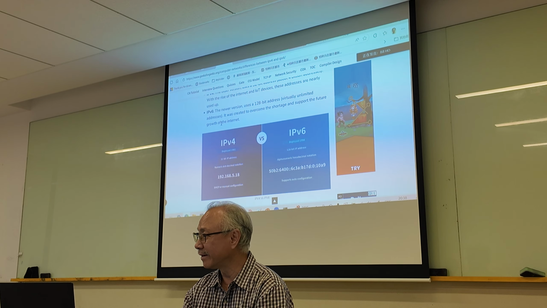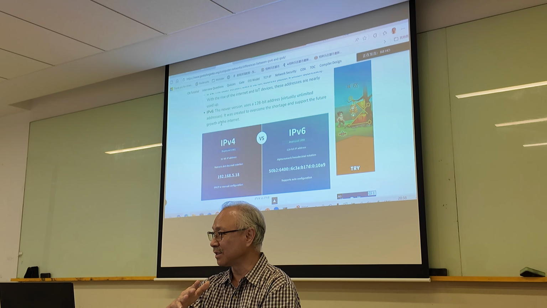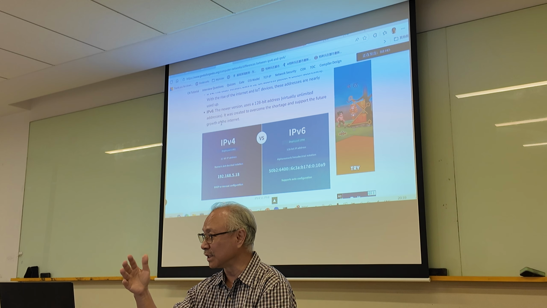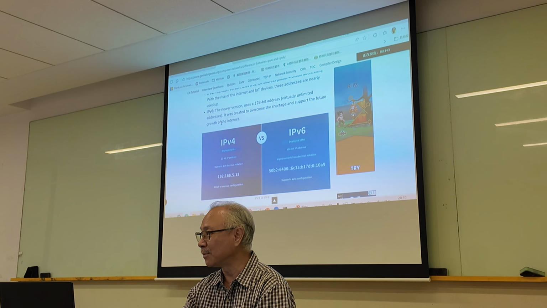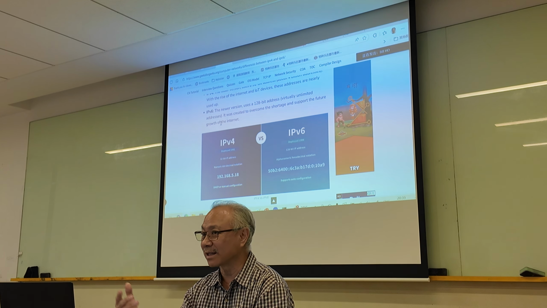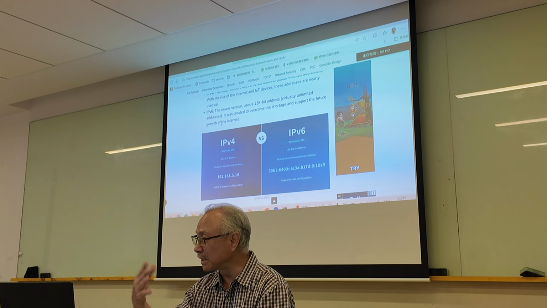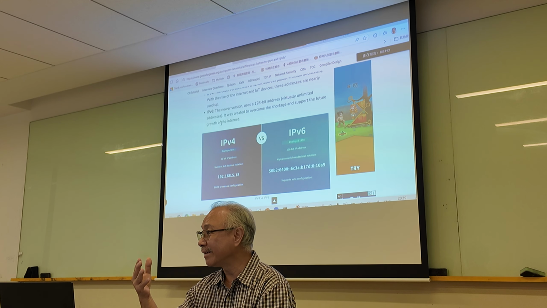And these 3 ranges: the 10 is the class A range, then 172 is class B, then 192 is class C. So it's 3 ranges of private addresses, not inside the internet. Private means not inside the internet. At home you're using this number, and then the NAT will translate it back to the address assigned by your telco.